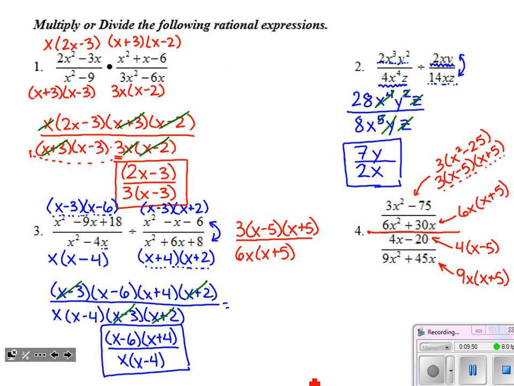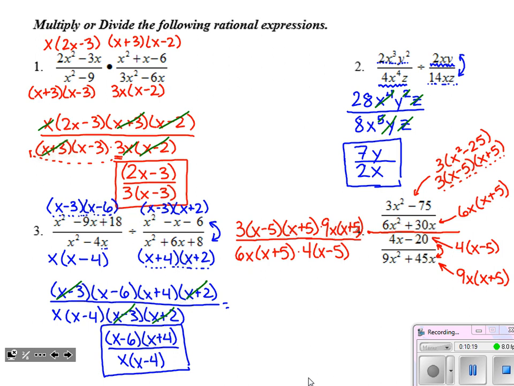Remember, to divide two fractions, I'm going to multiply by the reciprocal of that denominator fraction, so that gets flipped. So I'm also multiplying in 9x times x plus 5 in with that numerator after I flip and combine them together. Likewise, this 4 times x minus 5 gets multiplied into the denominator because when we take that reciprocal, it will actually become a part of the denominator.